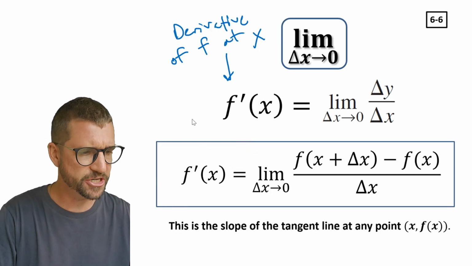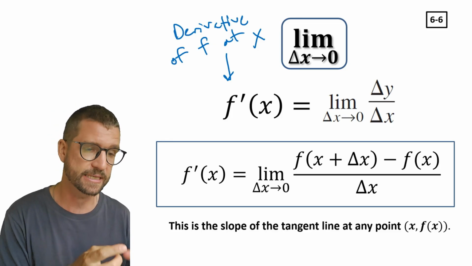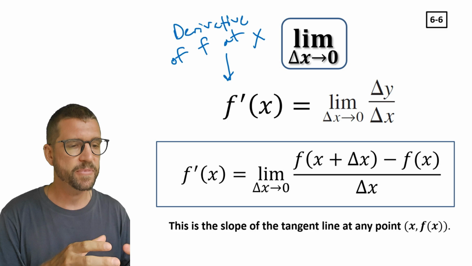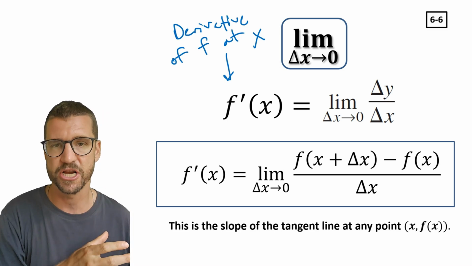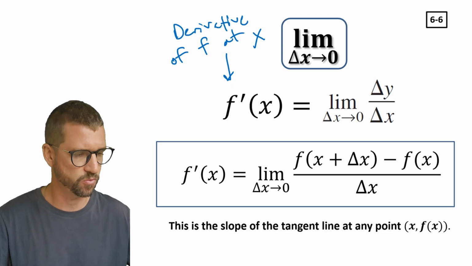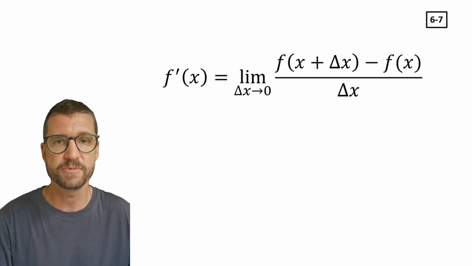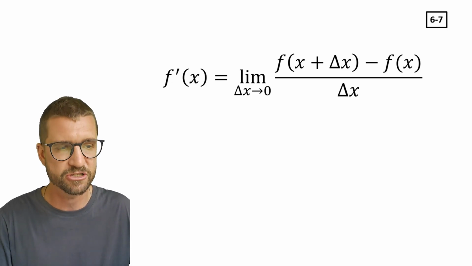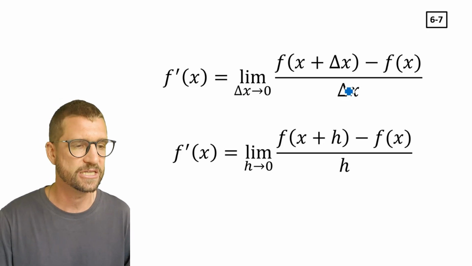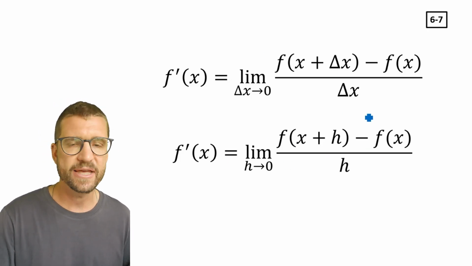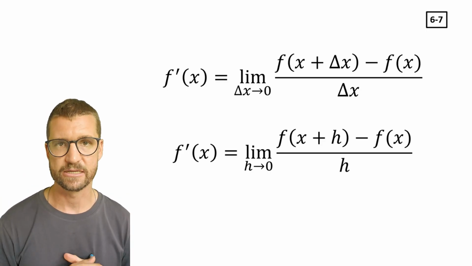One other thing I want to mention to you. So first of all, this is the slope of the tangent line at any point x, f of x. Sometimes you will get f prime of x as a new function of x, okay? And we'll do all of that right now. So the one other thing that I want to mention to you is a lot of times you'll see this written with an h instead of a delta x. So if I replace all of these delta x's with h, all right, I get this. These are equivalent. These are just two different ways of writing these, okay?